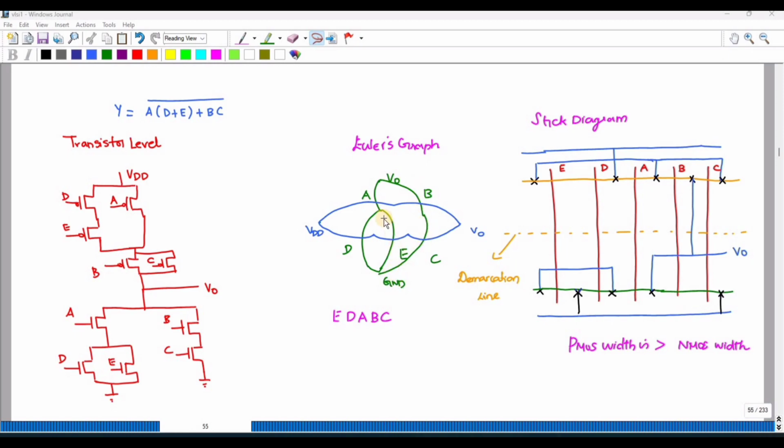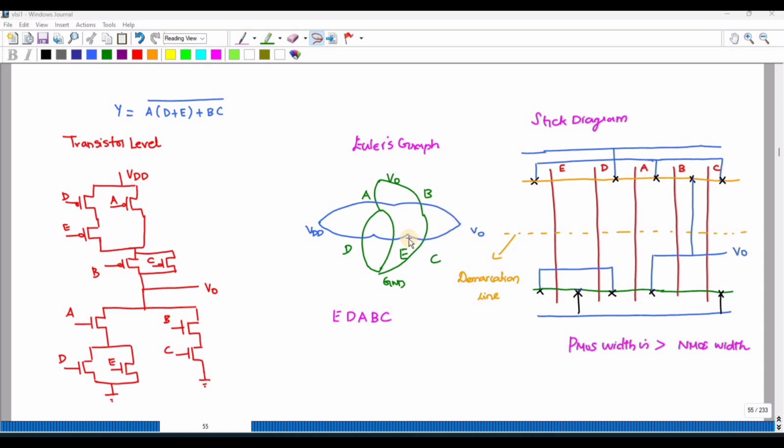So a similar path I have chosen, I have to select it for PMOS. So D, A, B, C and E. Okay, so this is one path. Similarly, I can choose E, D, A, B, C. For PMOS also you should form that path. Okay, it's E, D, A, B, C.